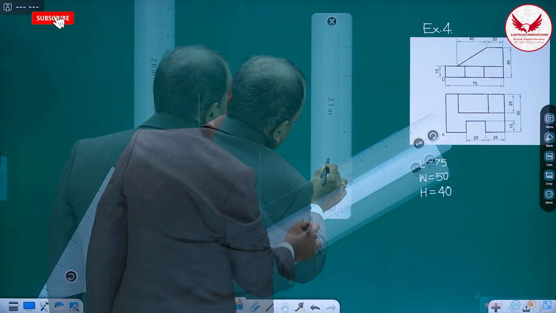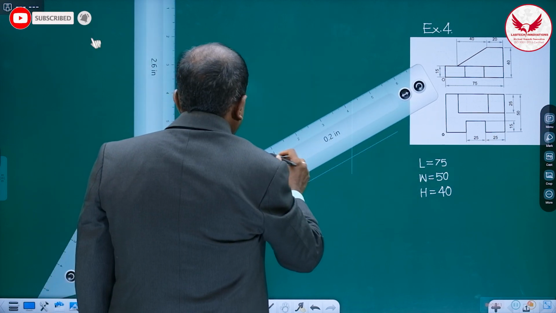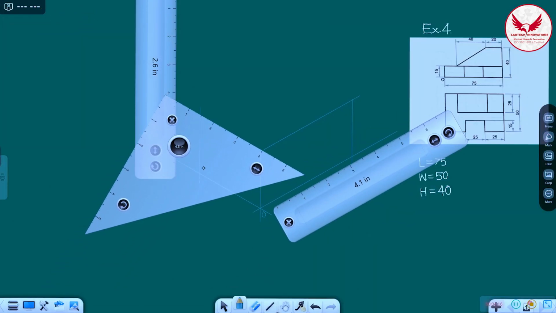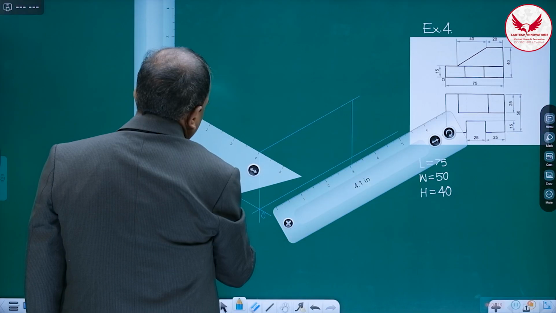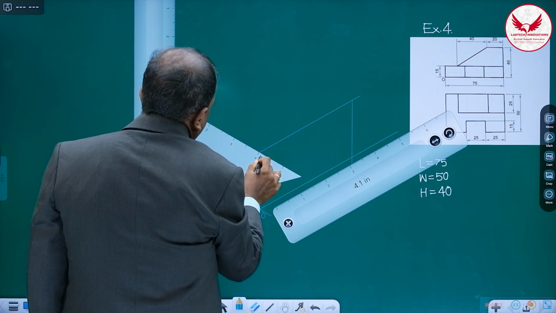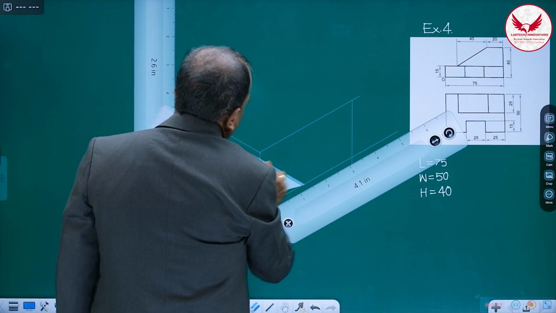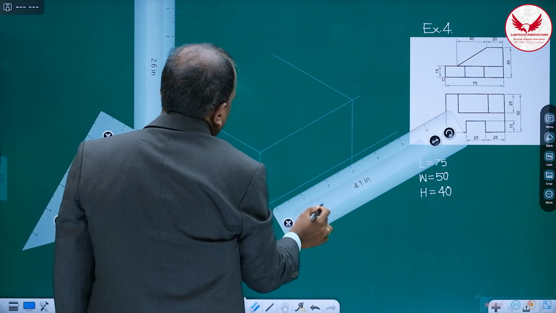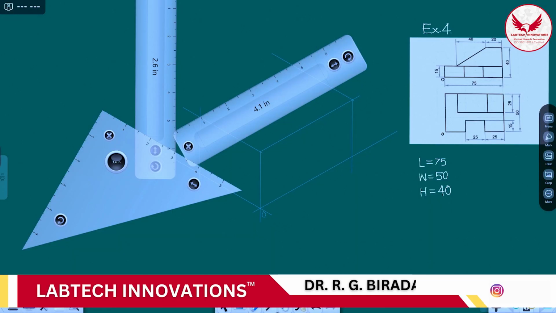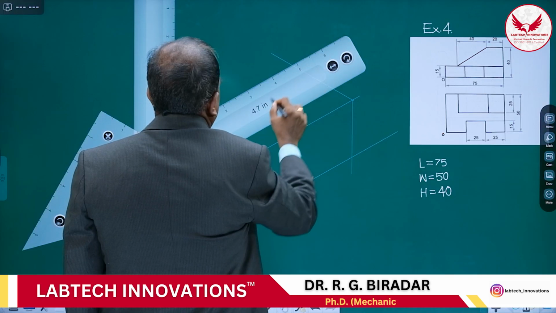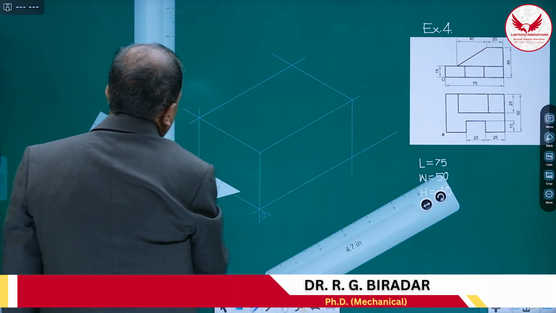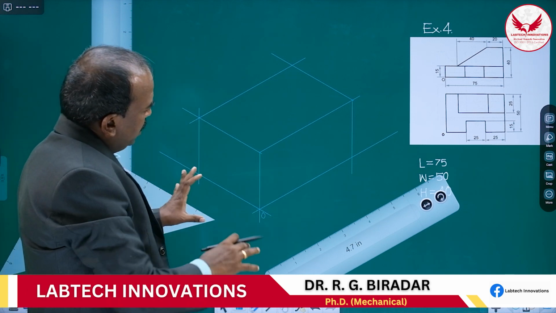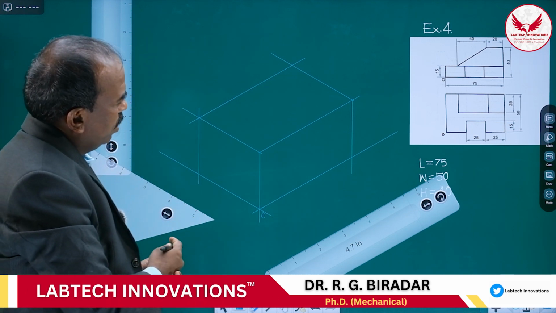and from this height, mark the line towards this. From this again mark the line toward this side also. Then from this intersection, like this, and from this intersection it will be like this. Now we have this isometric box, which means the overall object will be in this box only.